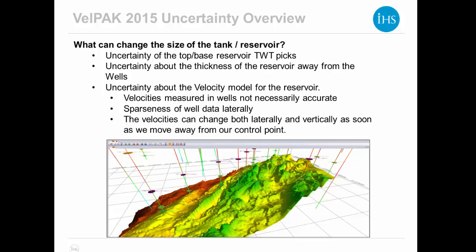Well data is the classic territory of velocity function derivation, which describe over specified intervals how velocities change with the parameter, often depth. And these functions are combined with the two-way time surfaces to create a deterministic depth conversion. But even though we can fit a function to velocity data, there is a degree of uncertainty about how the velocities can change both laterally and vertically as soon as we move away from our control points.